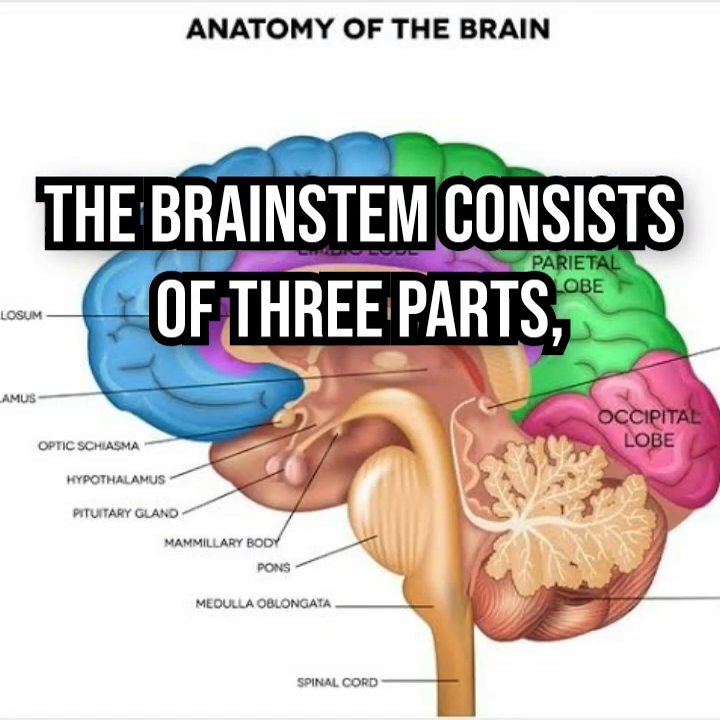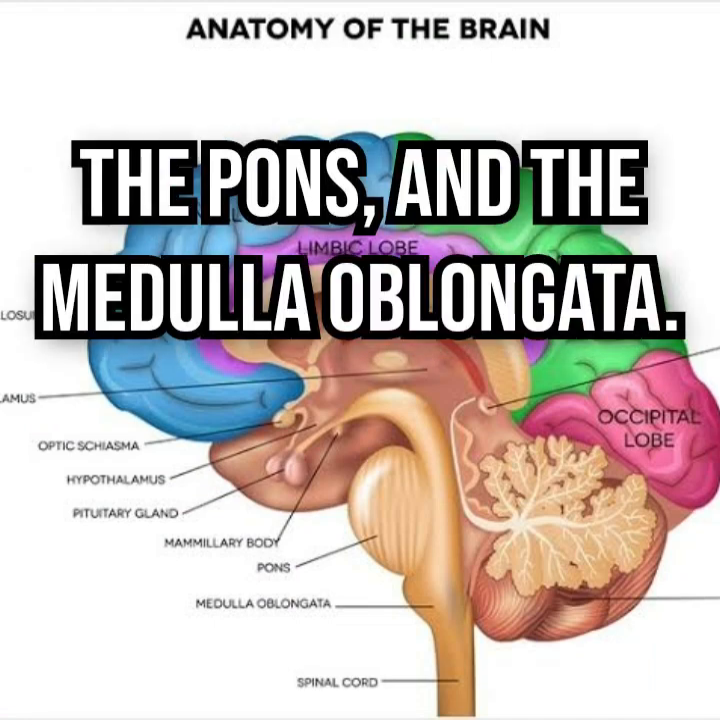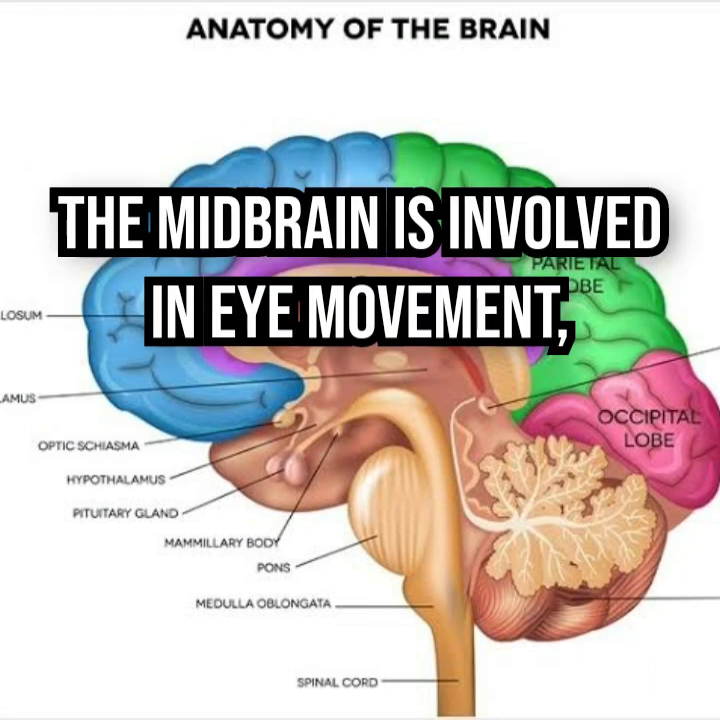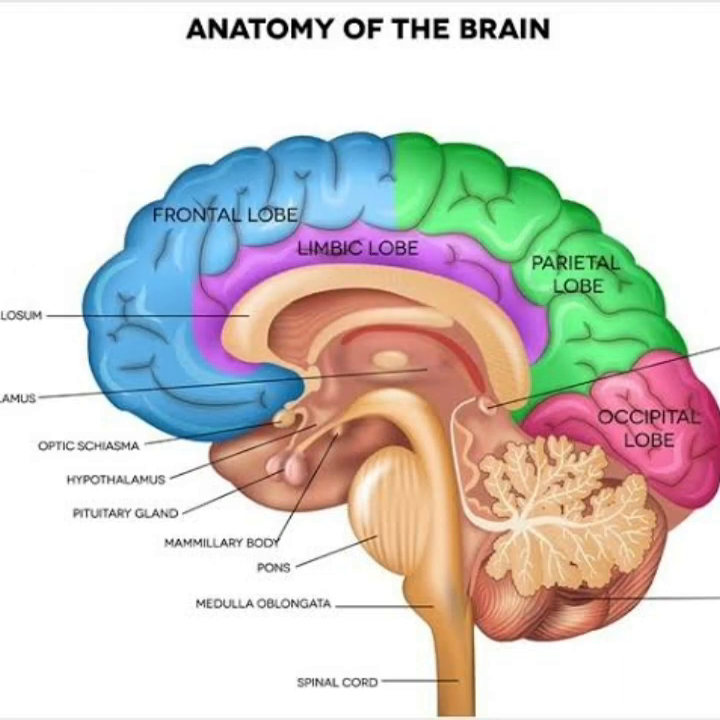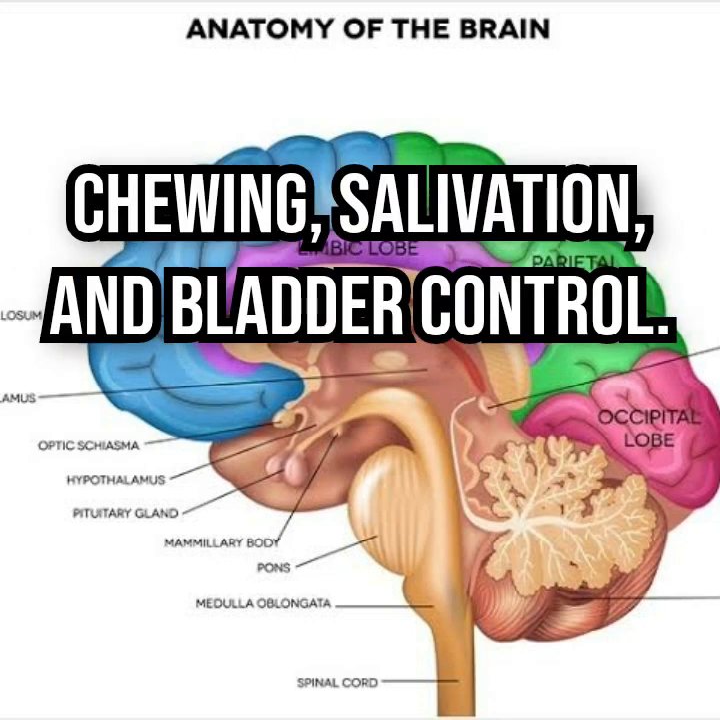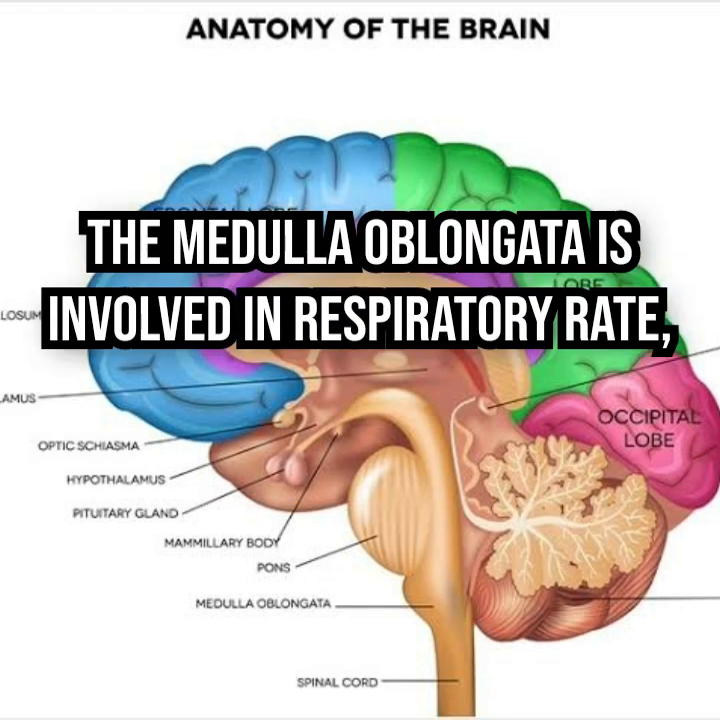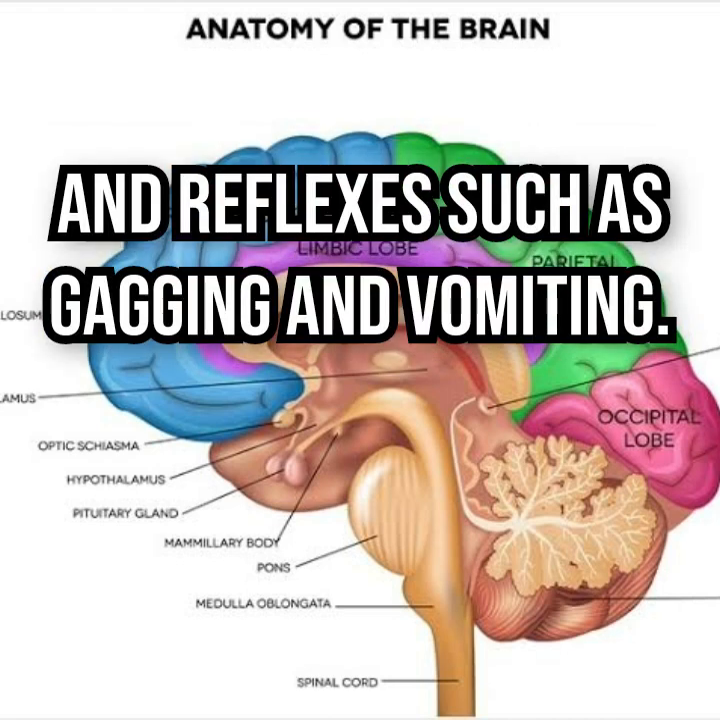The brainstem consists of three parts: the midbrain, the pons, and the medulla oblongata. The midbrain is involved in eye movement, pupil dilation, auditory reflexes, and pain perception. The pons is involved in facial expression, chewing, salivation, and bladder control. The medulla oblongata is involved in respiratory rate, cardiac rate, blood vessel diameter, and reflexes such as gagging and vomiting.